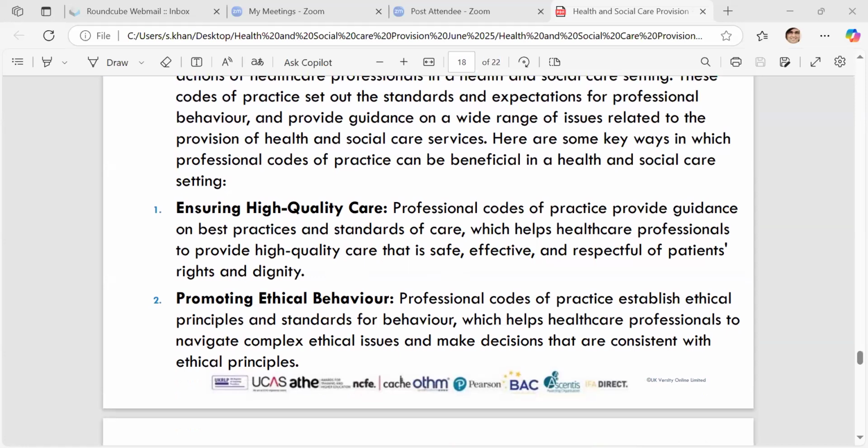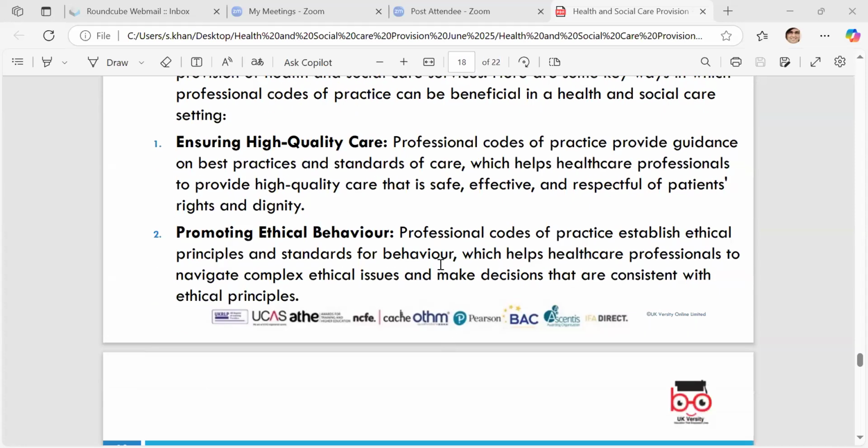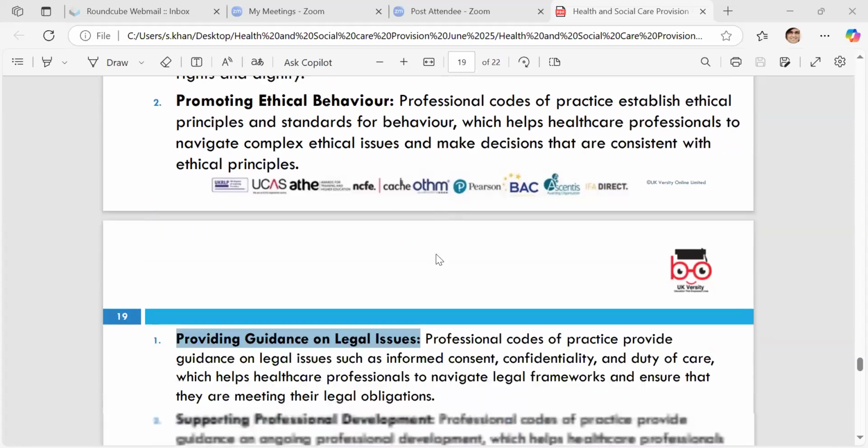So ensuring a high quality of care is about making sure that you are following the codes of practice, making sure that staff are being trained, making sure that it's efficient and they are providing a high quality of service that is safe, effective, and respecting the patient's rights and dignities, because that is the main thing. Promoting ethical behavior, making sure that you are promoting the different standards and navigating complex ethical issues to make decisions that fall within the ethics.